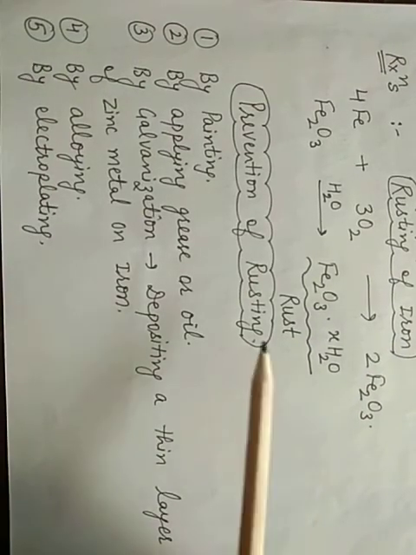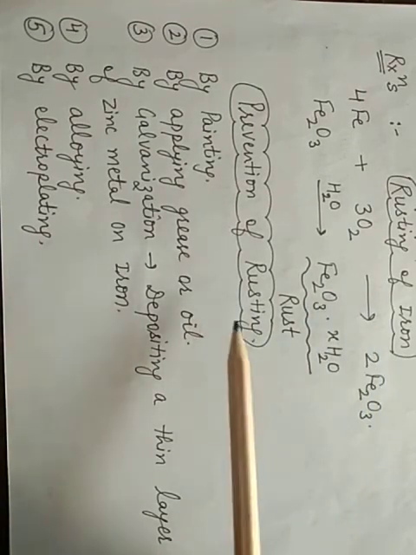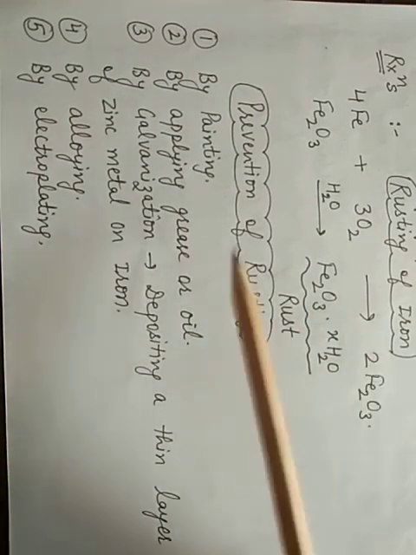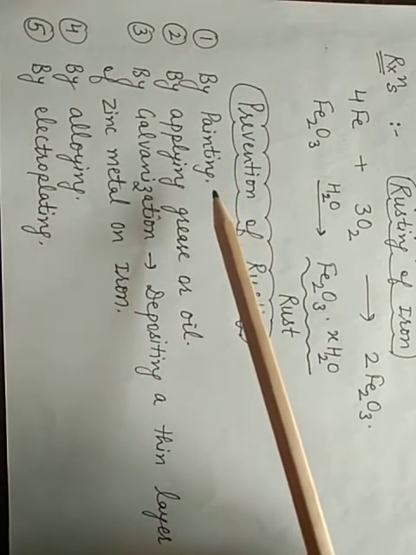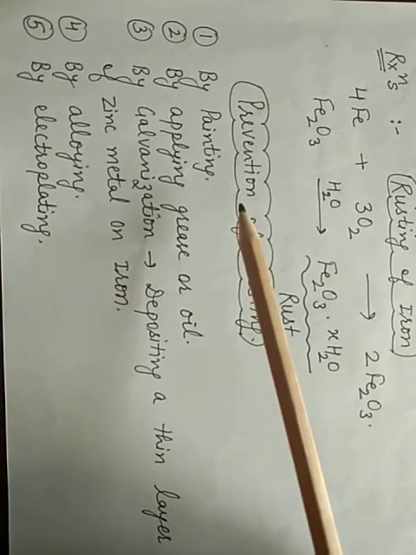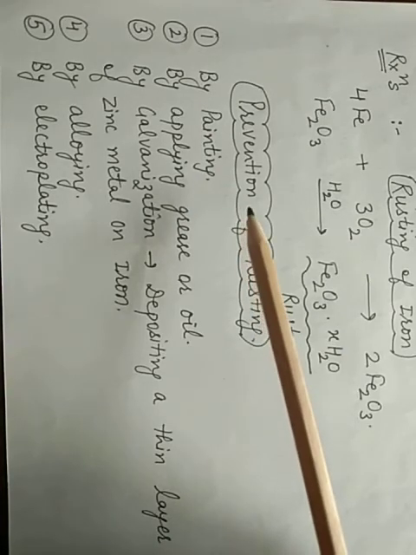Then the question arises, how to prevent corrosion? How to prevent rusting? First, by painting. Providing a layer of paint on the metal prevents the action of external agents like O2, water, etc. So corrosion is easily prevented.